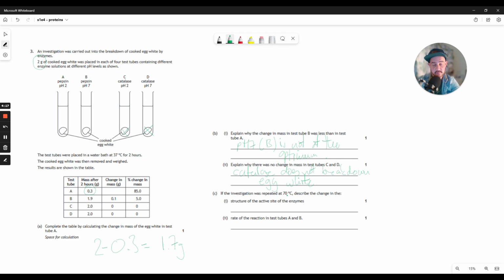If the investigation was repeated at 70 degrees C, describe the changes in the structure of the active site of the enzymes. Okay, so we're just describing here. So the active site will change, because we've increased the temperature beyond clearly the optimum here. And so you can say that it will change, it will become denatured.